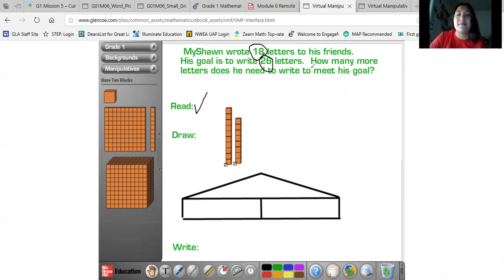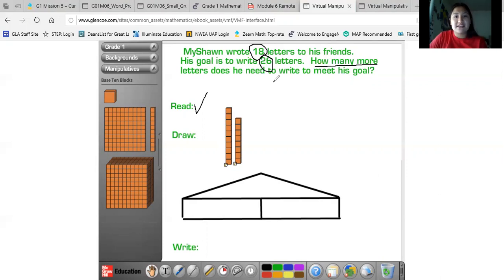We read the problem and we marked it up, and we know that we're looking for how many more we need. So today we're going to be using tape diagrams, but in a little bit different way than you're used to. It's going to be awesome. You already know what you're doing. You got this. So first, let's look at how many letters Mysean has already written.